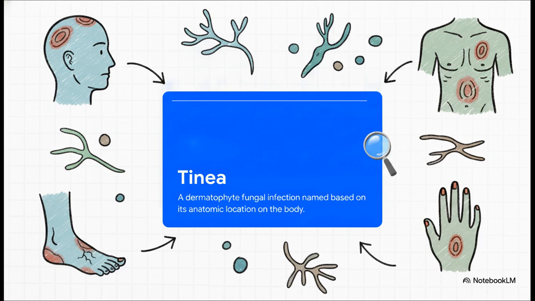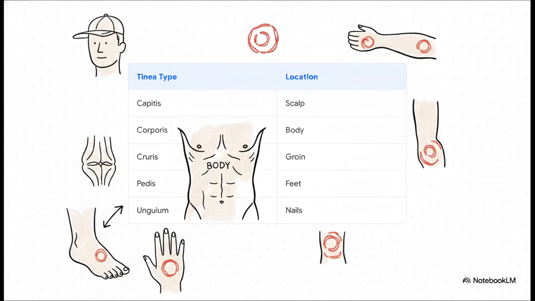The key is the word tinea. Anytime you see tinea, it simply means a dermatophyte fungal infection. That's it. The word that follows it is just a Latin anatomical term telling you exactly where that fungus lives on the geographic map of the body. So, memorize this map. It is your ultimate shortcut, and per direct instructor emphasis, this comparison should be memorized completely.